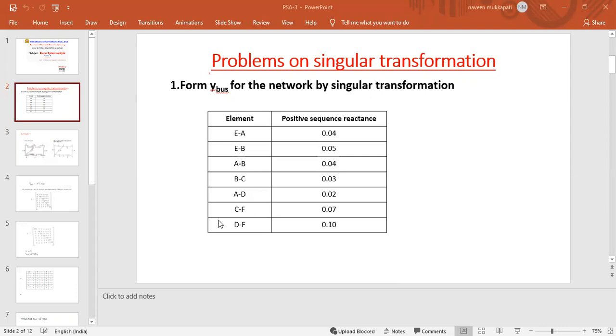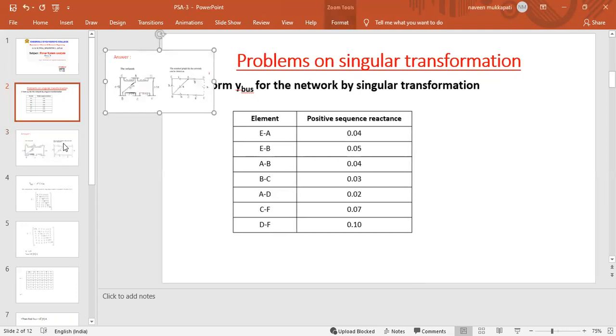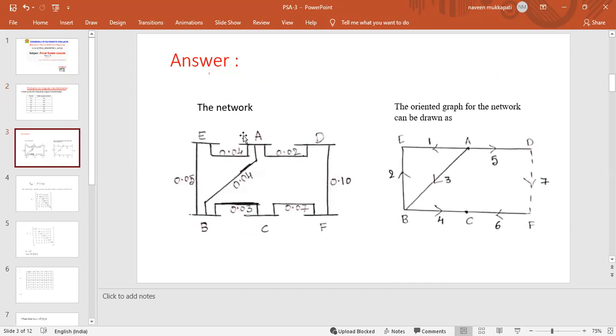First of all, how many elements are there? We have 7 elements. By using this table, first we draw the oriented network. First we draw the network for the given table. These are the elements E, A, D, B, C, F.